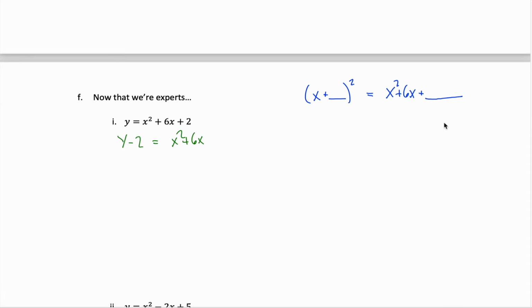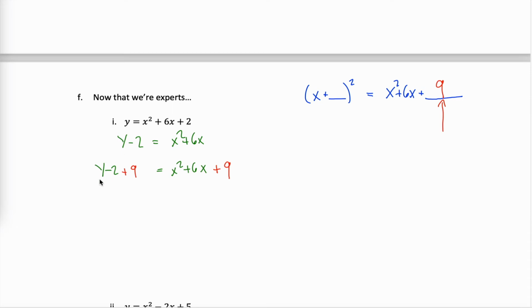Remember, our goal was to first figure out the number over on this side of the equation. Half of this 6 is 3, and 3 squared is 9. If we had x squared plus 6x plus 9, we would have a perfect square, and we'd be able to rewrite it as you see on the left side of the equation. But we don't have x squared plus 6x plus 9. We have x squared plus 6x. Solution? Add 9 to both sides of the equation. Instead of y minus 2 equals x squared plus 6x, I could say y minus 2 plus 9 equals x squared plus 6x plus 9.